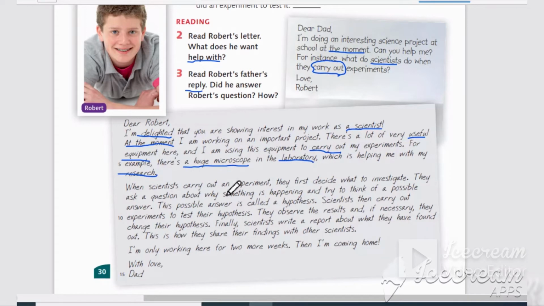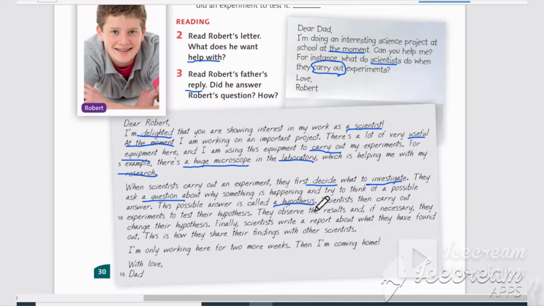When scientists carry out an experiment they first decide يقرر what to investigate. Investigate يا مس معناها يحقق، they have something to have a report about it. يعملوا تقرير. Investigate يحققوا why is this thing happening. They ask a question about why something is happening and try to think of possible answers. كيف بنحقق؟ بنكون أسئلة صح. This is the first thing. This possible answer is called hypothesis.